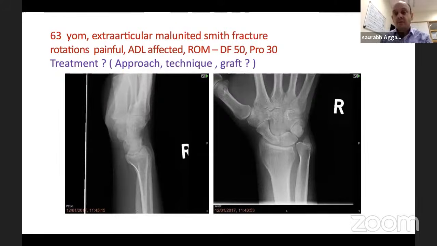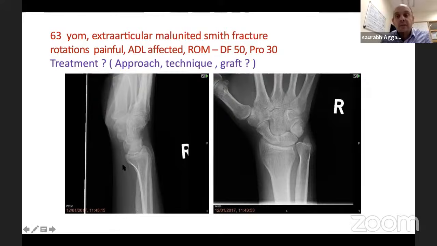Sorry, I don't have the post-operative pictures for this guy, but the reason I have put this here is, one, for dorsal malunion, you lose supination. So for Smith fracture malunion, you will lose pronation and of course extension. So he had very reduced pronation, and daily activities were affected. Now, what approach should we use? Obviously, the deformity is in the front.